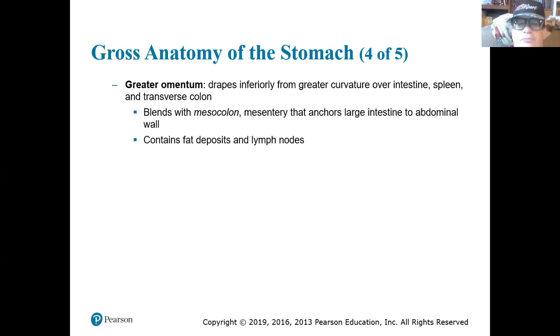The greater omentum hangs from the greater curvature and hangs down over the intestines, the spleen, the transverse colon. It blends with the mesocolon, which is a mesentery that anchors the large intestine to the body wall. Remember, I said in humans our intestines tend to be anchored pretty well to the body wall. In some other animals, like horses, it's just not so. And that's why it's harder to have volvulus, torsion of the bowel, in a human than it is in a horse. Horses are real prone to that, which is bad since it can kill your intestines. A lot of fat deposits, a lot of lymph nodes in the omentum, both the lesser and the greater.